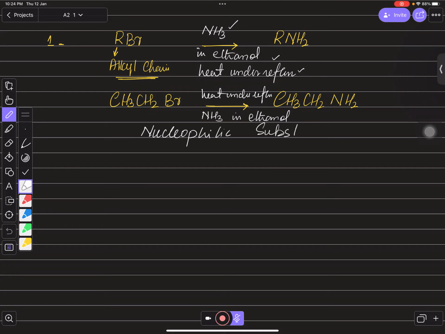This is actually nucleophilic substitution reaction. All these things are very much important for you. You need to keep remembering all these things. These are definitely the previous part, but you need to keep remembering, right? Yes, sir. Then we have the second one as well.